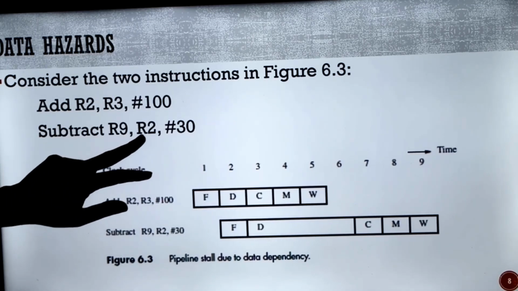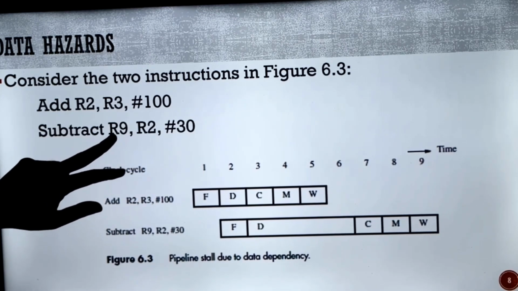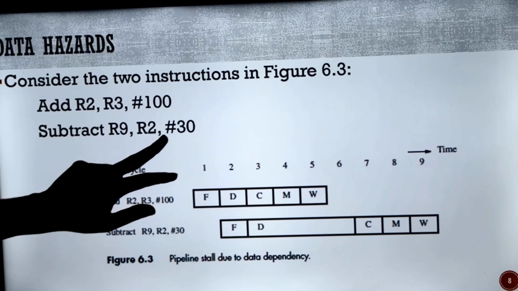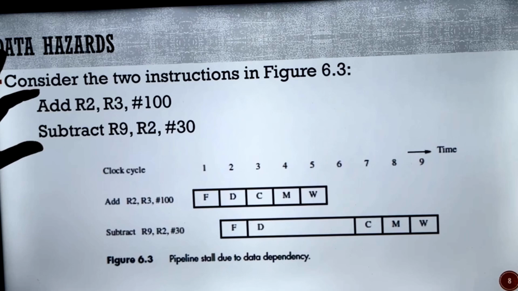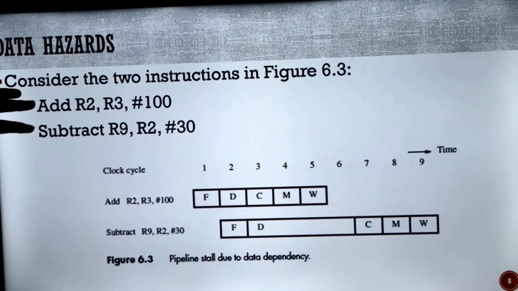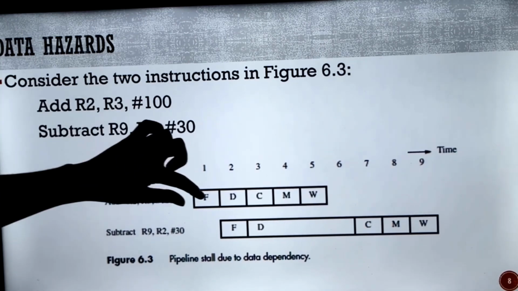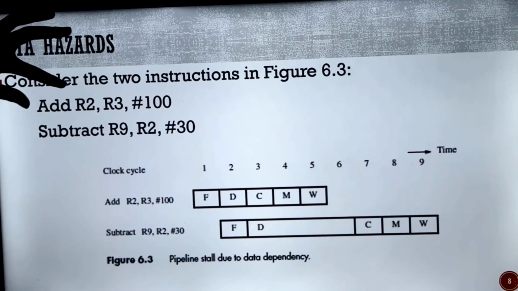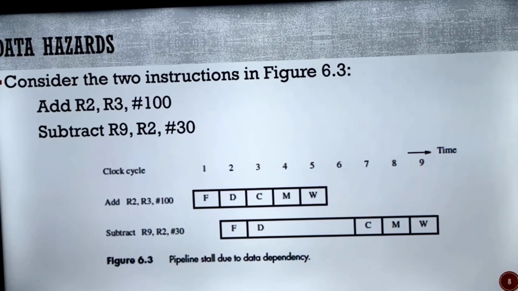Fine. What is the next instruction? Subtract R9, R2 hash symbol 30. What does it mean? This means R9 equals R2 minus 30. Now when you execute this program, obviously the first instruction will be executed first, then the second. Using pipelining, we know once I have fetched the first instruction, in the second clock pulse I can start fetching the second instruction as well. Once I decode the first instruction, immediately I can decode the second instruction as well.